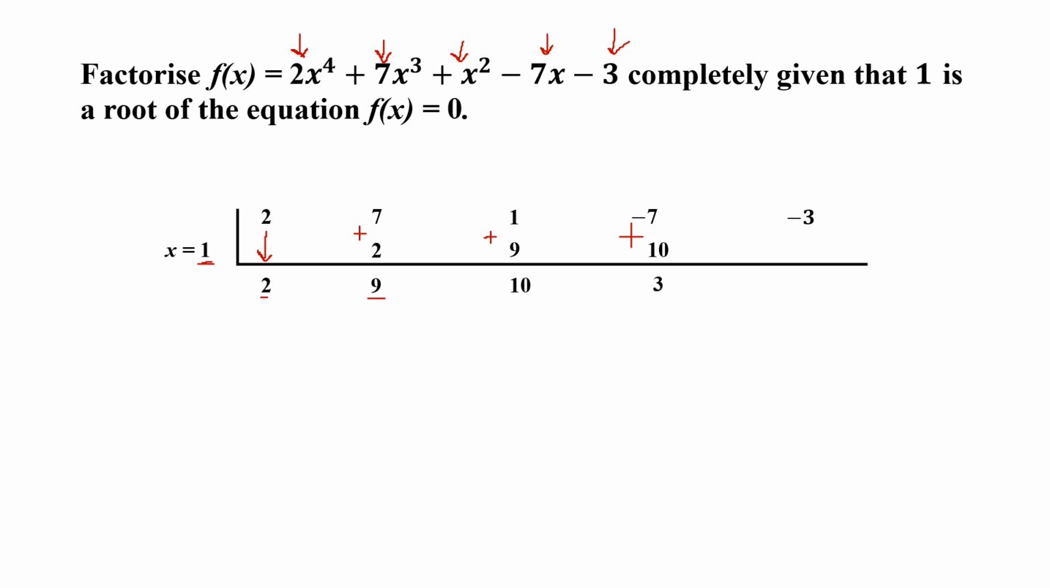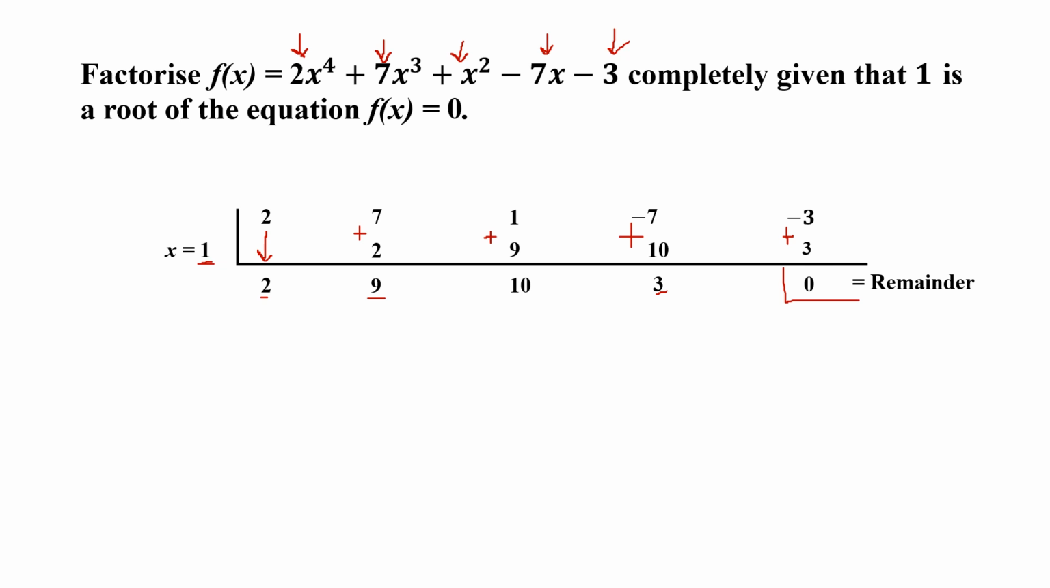1 by 3, 3. If we add these 2, we get 0. And always remember that the last number that you get here is the remainder. That's always the case. Right, now these numbers are now the coefficients of the next factor.